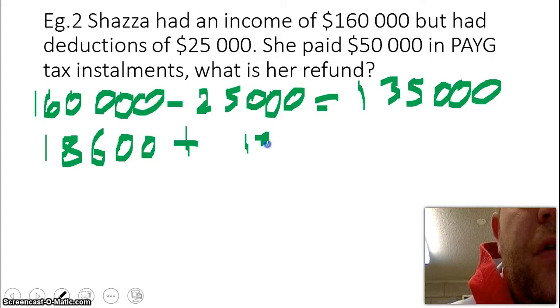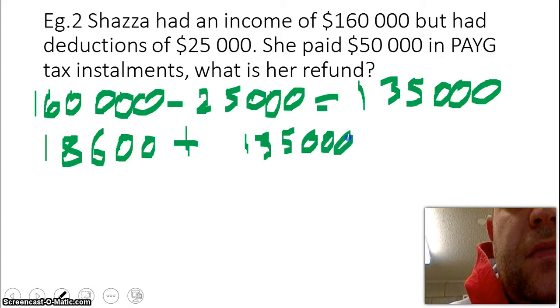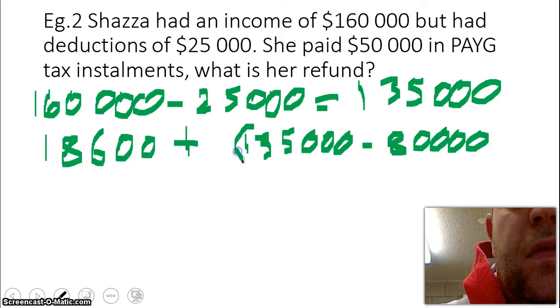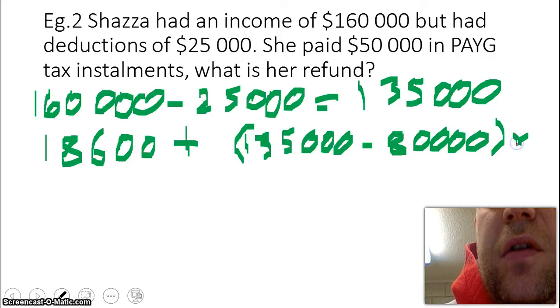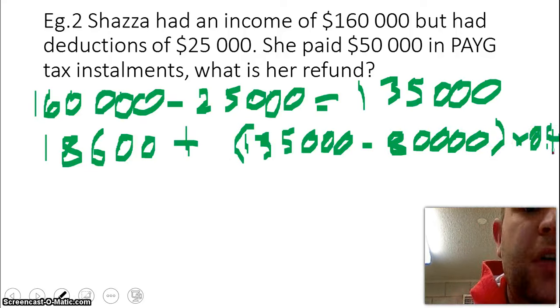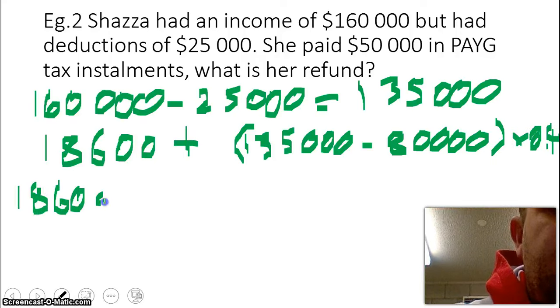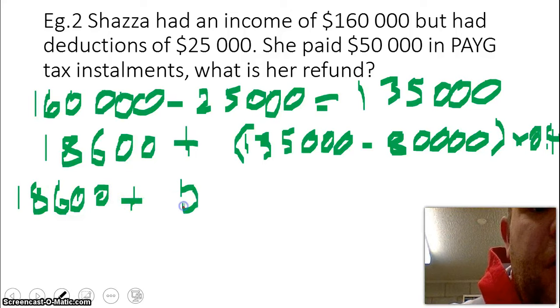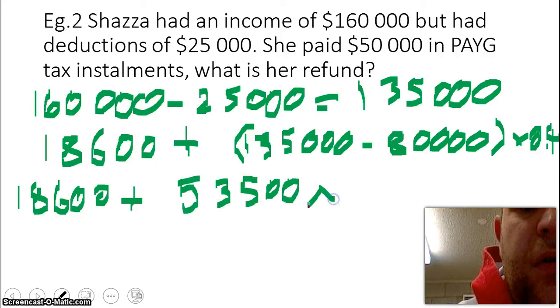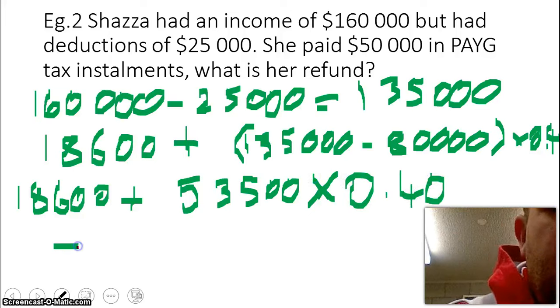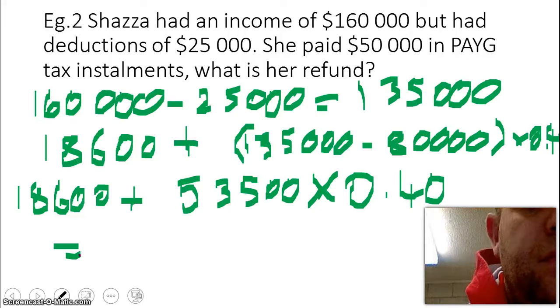So we've got 135,000. Take away 80,000, and whatever that is times 0.4. Now, here's the interesting part. Once we're doing that, the 18,600, we'll leave as is. She only has to pay extra tax on 53,500 times 0.40, and we can get her tax.